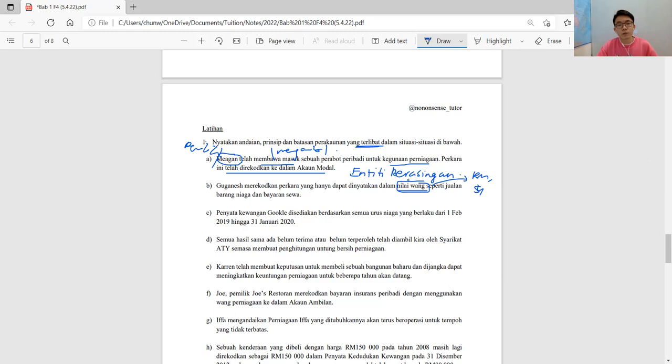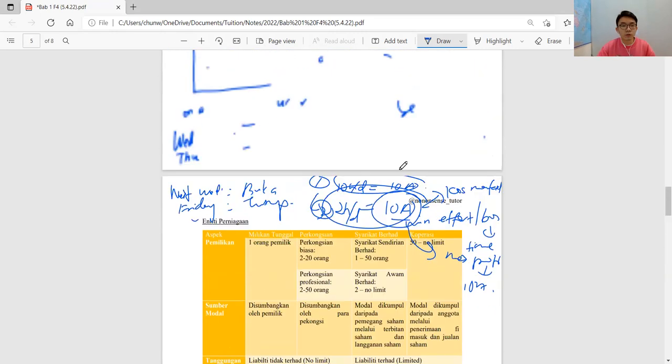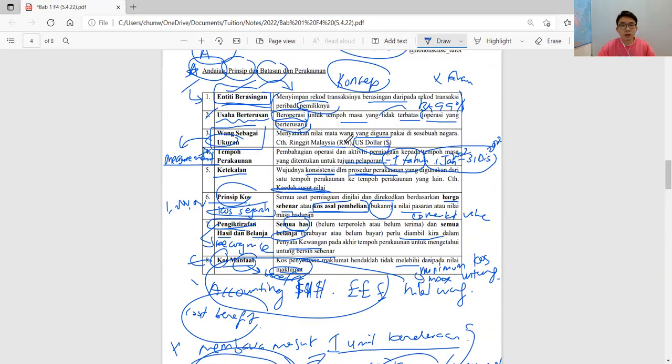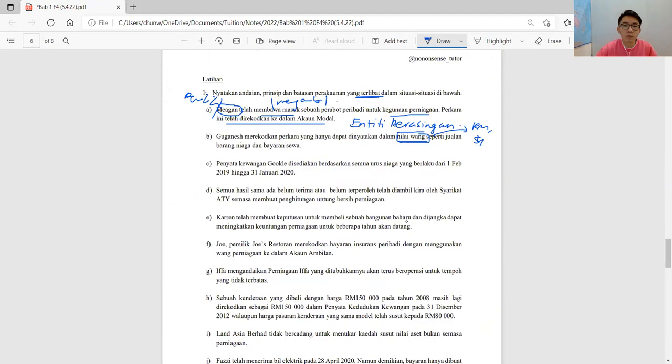Do you know what's the answer for B? Very simple. Go back to here. You check. Apa yang berkaitan dengan wang, nilai wang? Betul, Shivashini. Wang sebagai ukuran. You see? When you just aim for the keyword. Wang sebagai ukuran.